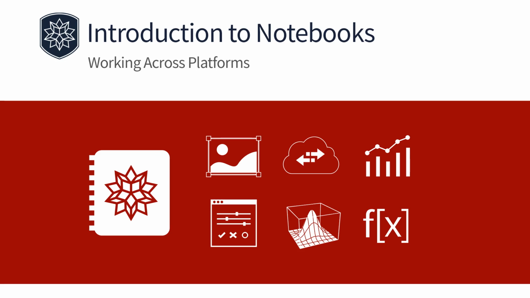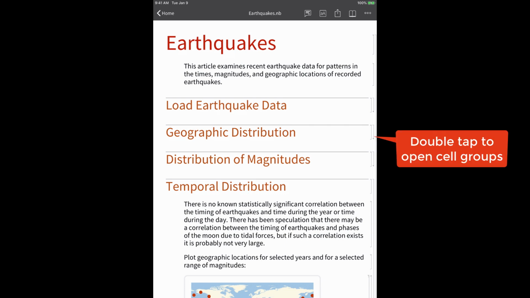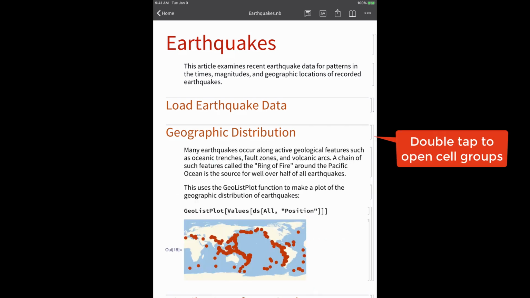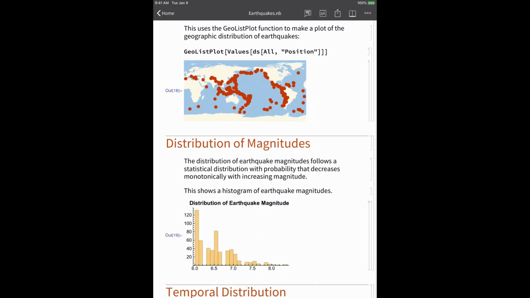This section of Introduction to Wolfram Notebooks is about using notebooks on different platforms, especially in the cloud and on mobile devices like tablets and smartphones. For example, here is a notebook shown on a tablet computer and displayed using the free Wolfram Player app. With this app, you can scroll through the notebook and open and close cells by double tapping on cell grouping brackets, much as in Wolfram Desktop.